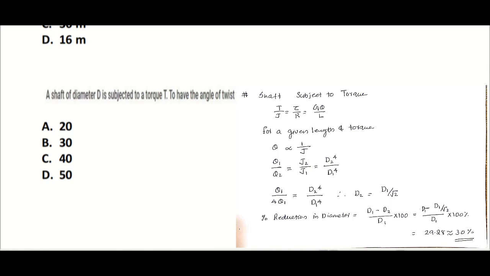So here the question mentions the angle of twist in the second is 4 times the first, that will be 4 times theta 1 equal to theta 2, and from that we will get d2 equal to d1 divided by root 2. The percentage reduction in diameter: here the diameter of the second shaft will be less than that of the first shaft.